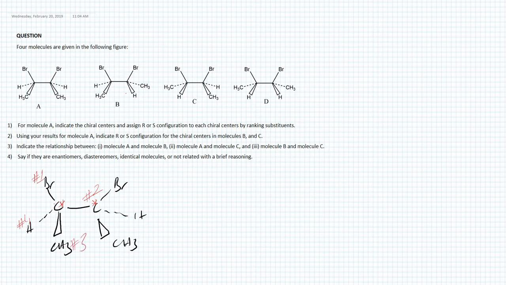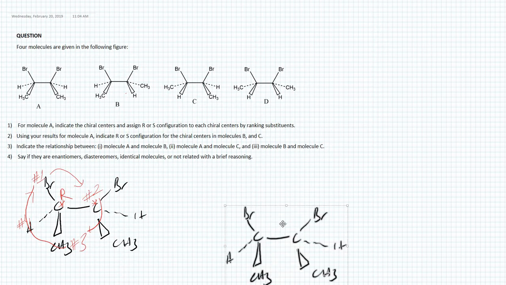Okay. After assigning priorities, we have to look at the number 4, least priority group. It is going behind the paper plane, so we can decide: going from 1 to 3 clockwise is R, or if we go 1, 2, 3 counterclockwise, that chiral center has an S configuration. So let's go from 1 to 2, 2 to 3, then back from 3 to 1. This is a clockwise rotation. This has to have R configuration here. Let's write that. Then let's prepare another template here.